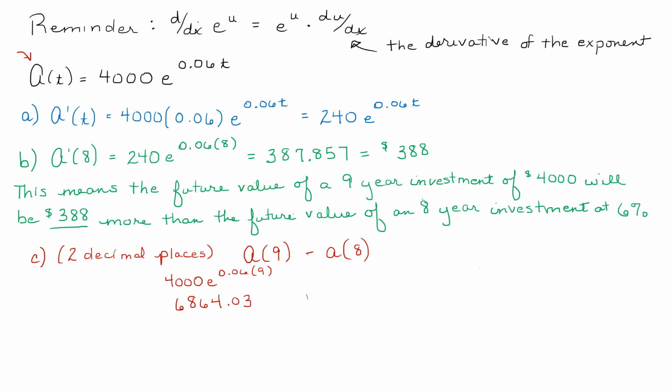Now I'm going to do the same thing over here, only I'm plugging in 8. So I'll have 4,000 times e to the 0.06 times 8. When I plug that in and round to 2 decimal places, I'll have $6,464.30.